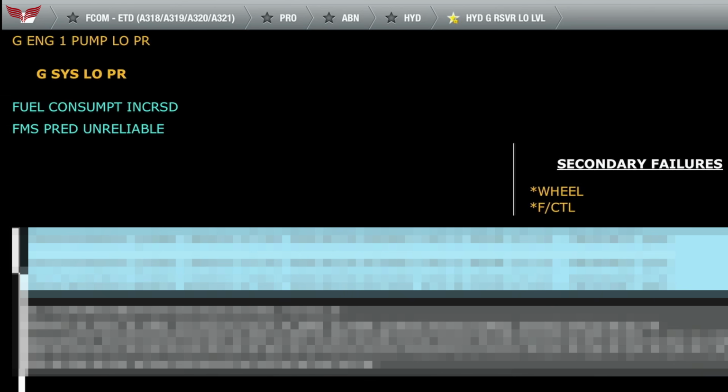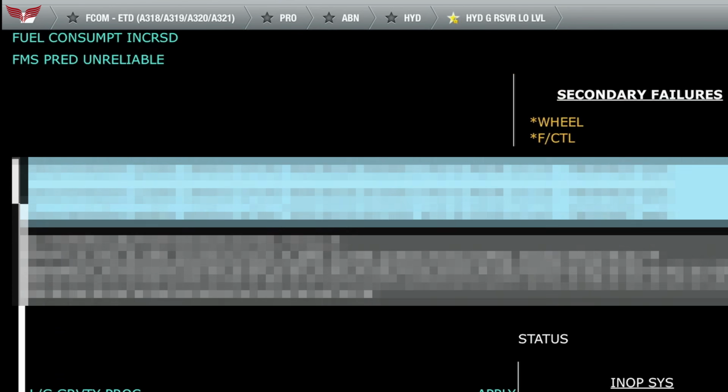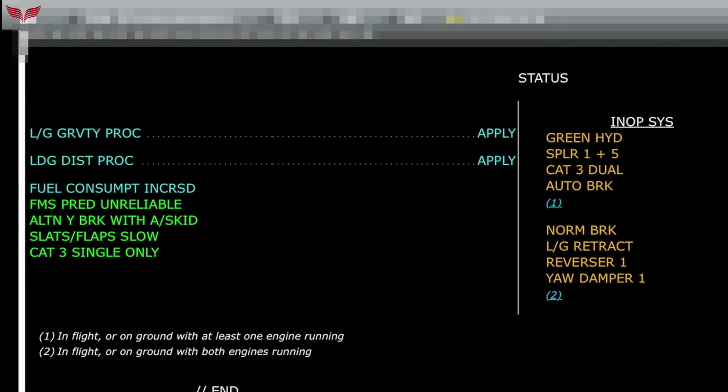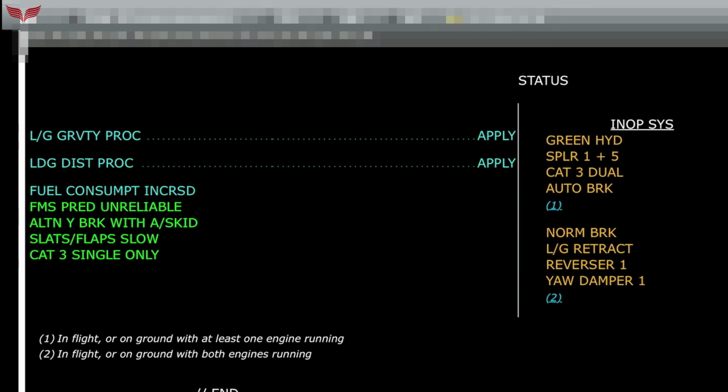We continue with the secondary failures. You have wheel, your colleague goes through the wheel page and then he asks clear wheel, you say clear wheel. Fly control, go through the fly control page, you ask clear fly control, you answer clear fly control, and you come to the status. That's when you say stop ECAM. Do we have any resets? Do we have any paper checklist?